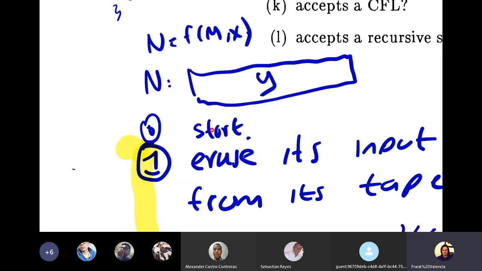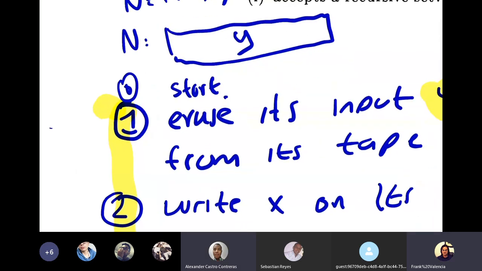Then the machine, if you want, you can do little steps here, little steps there, so you don't get confused. But then you go and erase this Y, and then you write X here, and then you continue. But the initial input is Y. So you need to talk about whether N accepts or not this initial input Y.